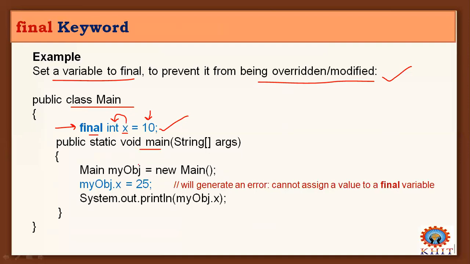Inside of this main function, I am creating an object of this class Main, myObj. I am trying to access this variable x to assign it the value 25. It will generate an error because it cannot assign a value to a final variable. A final variable cannot be assigned a new value within the program scope. So this instance variable is not modified or allowed to change. Got it?